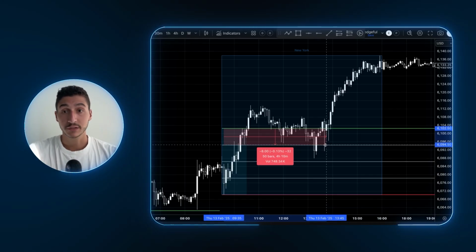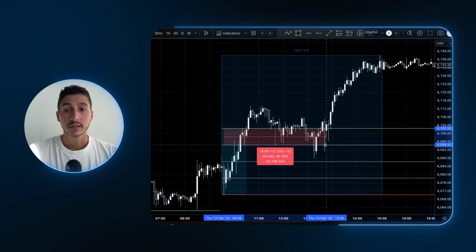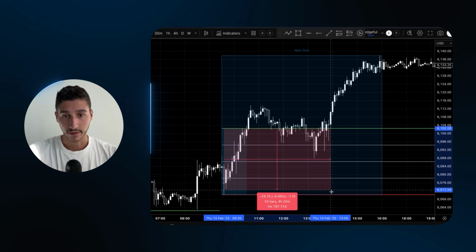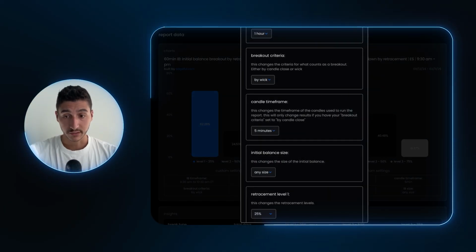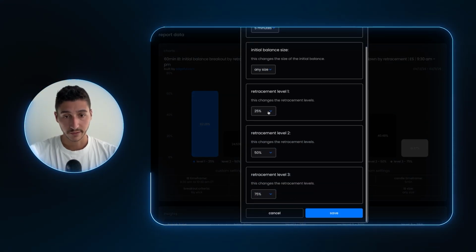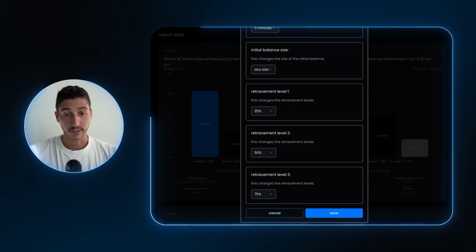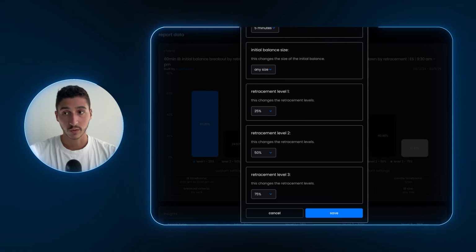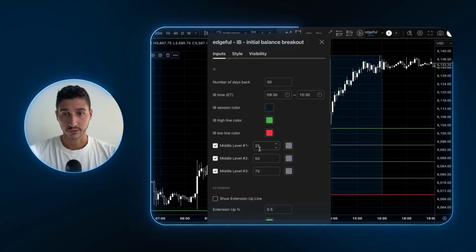So regardless of the size of the IB, this is what it will always be, split out evenly into 25% increments. Now you can customize this down here. You can come down here to customize the retracement levels you want. You just have to make sure that you update this accordingly. So if you change this to be 15% level 1, make sure that obviously you change this to be 15% to match.